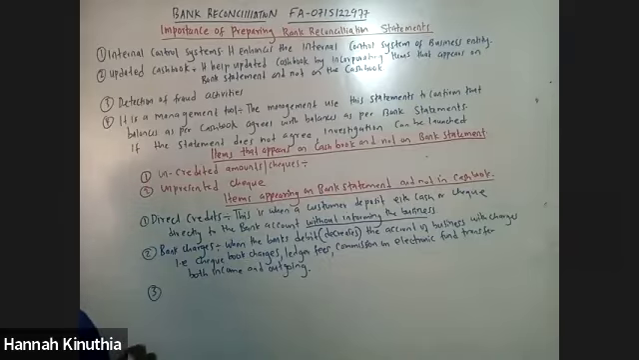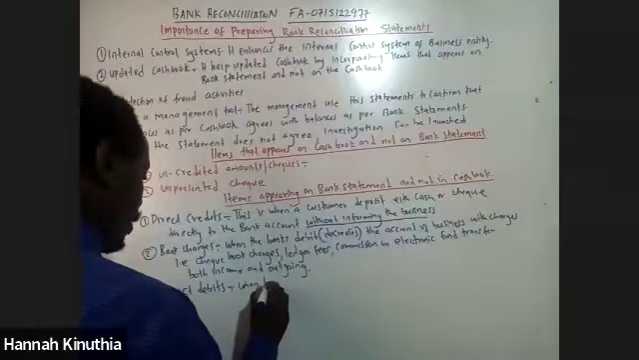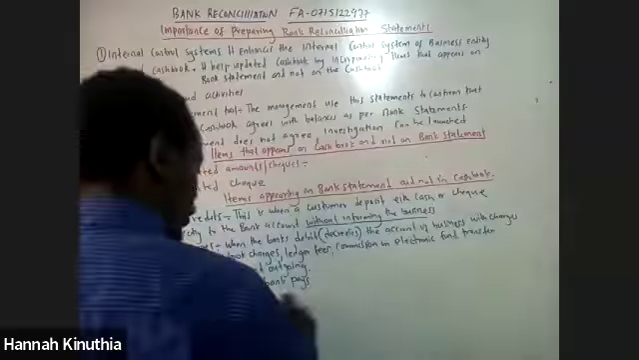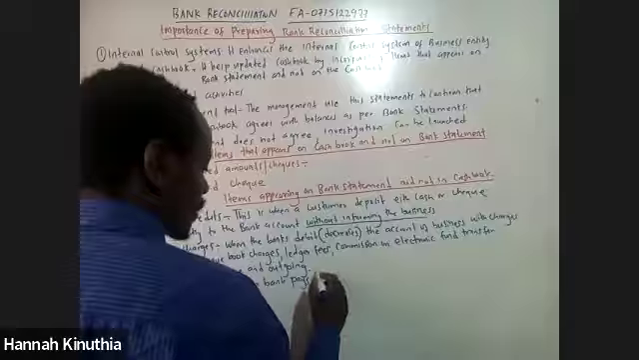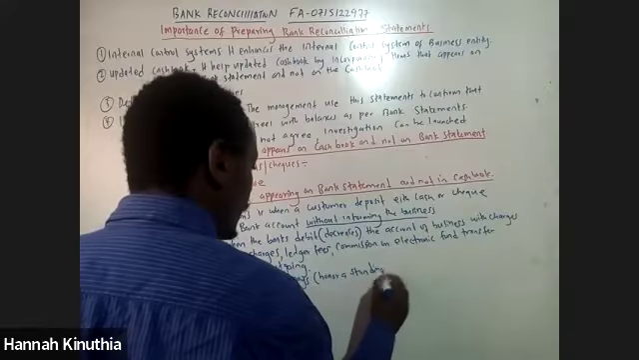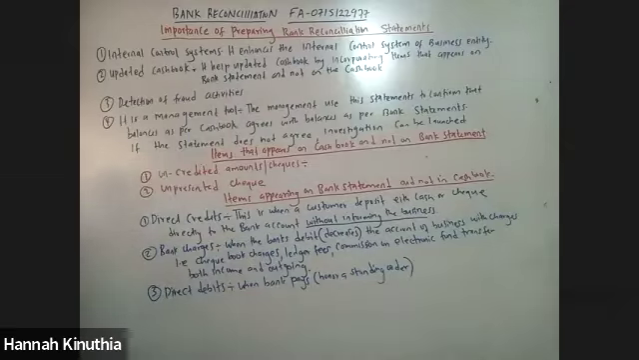Number 3, direct debits. So this occurs when the bank pays. We can call them standing orders. So when the bank honors a standing order, this is a situation where the bank is paying.